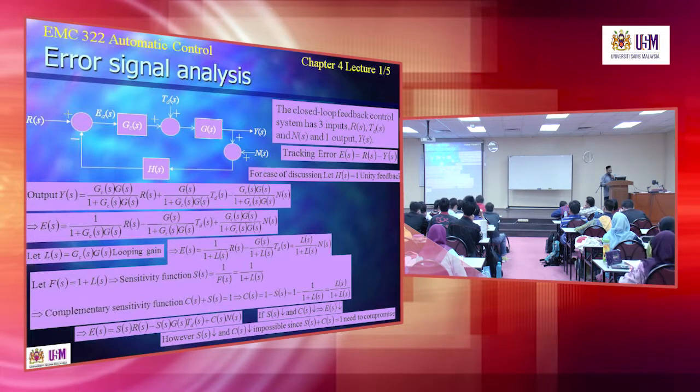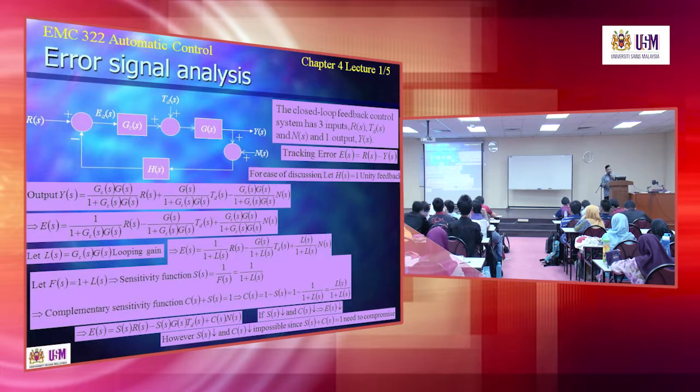To have that, basically, to make the error become small, the sensitivity function should be small. The complementary sensitivity function also should be small. If both of these are small, basically we will get the error become smaller. But is it possible for us to do that?